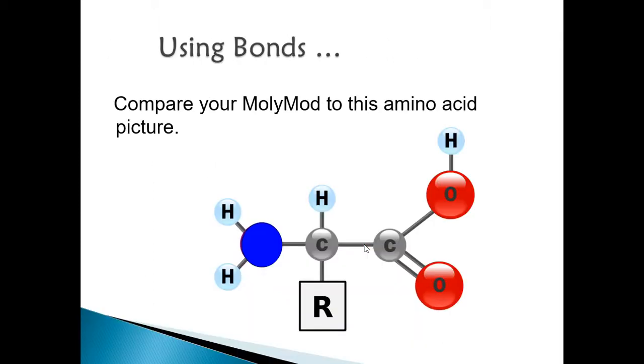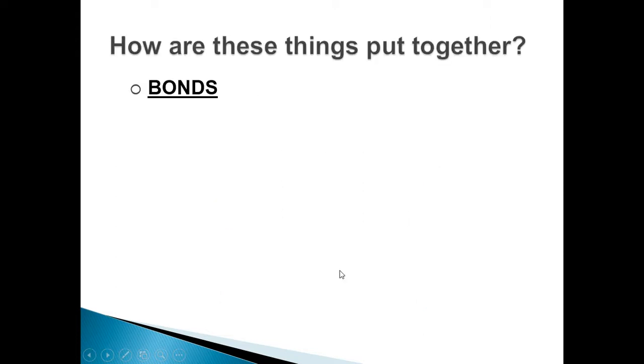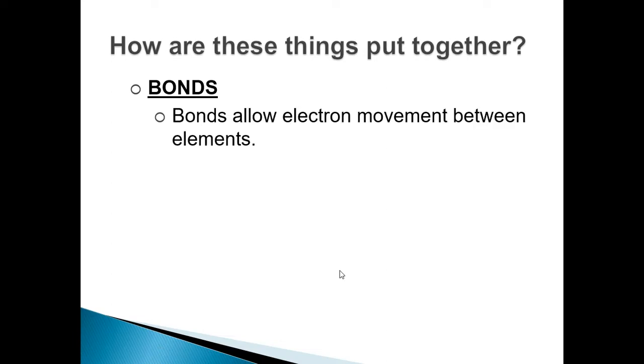Now bonds. So you made your molymod, and we know that we've got all these bonds here, and these are all covalent bonds. So all of these lines here represent covalent bonds, which is the sharing of electrons. And so we know that the bonds put molecules together. They hold molecules together. They allow electron movement between elements.